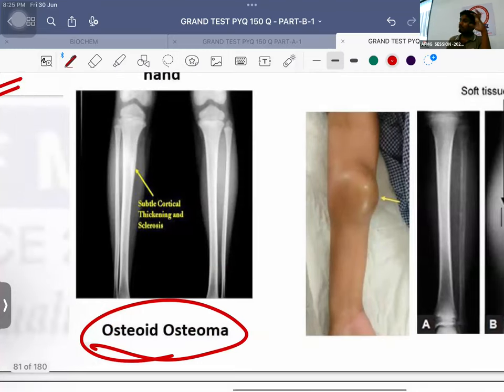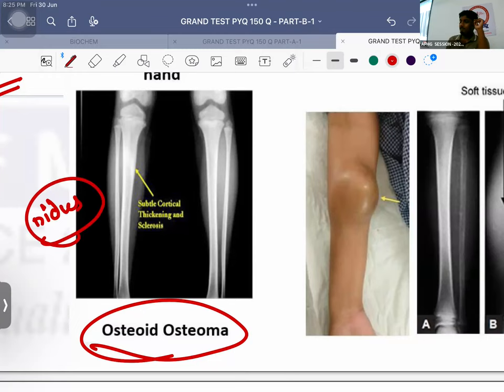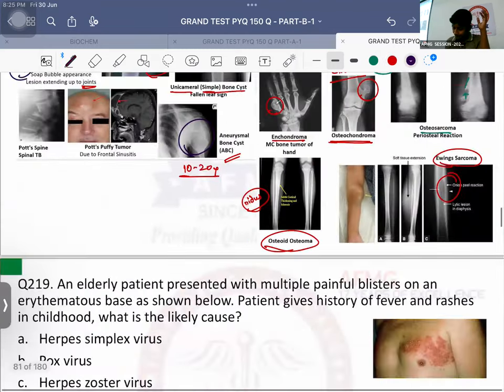Next is osteoid osteoma, also a diaphyseal tumor. What is the characteristic feature? This is a nidus. Nidus is an important feature of osteoid osteoma.